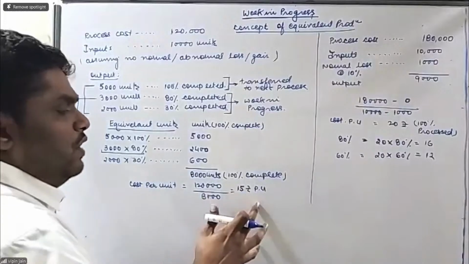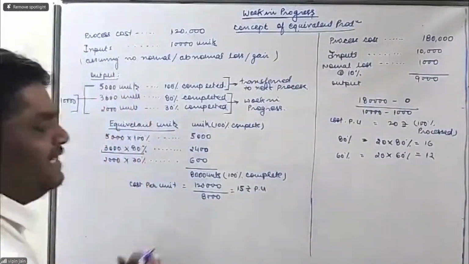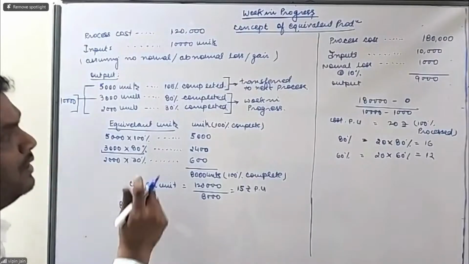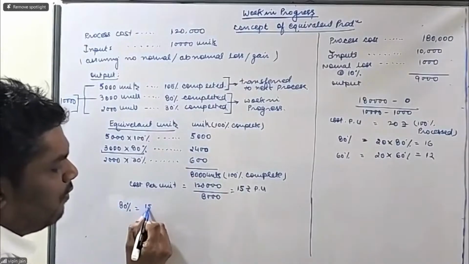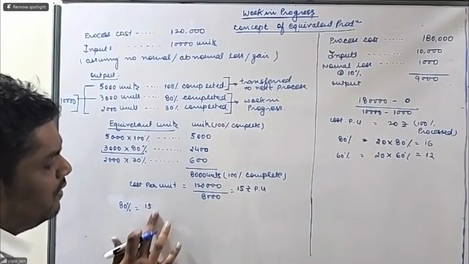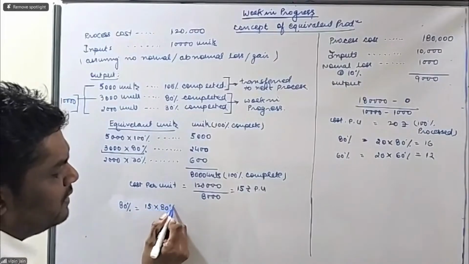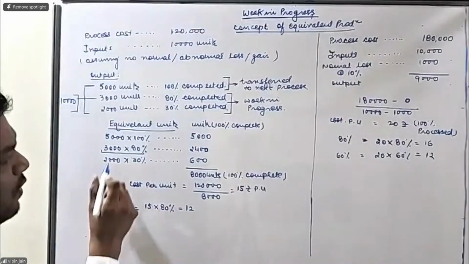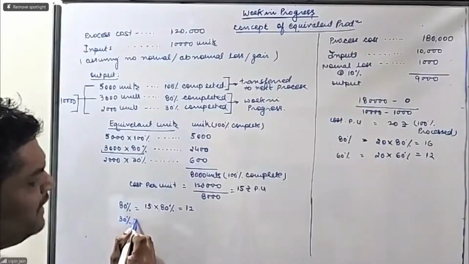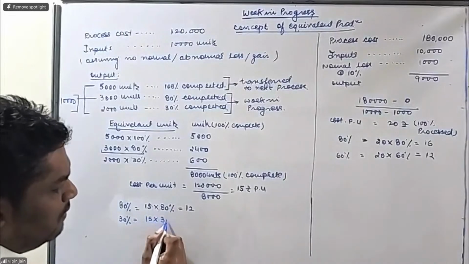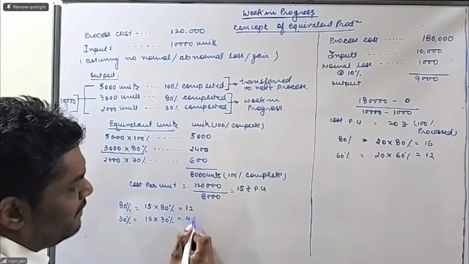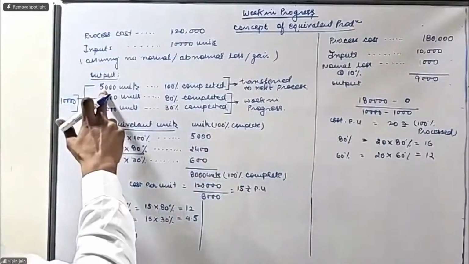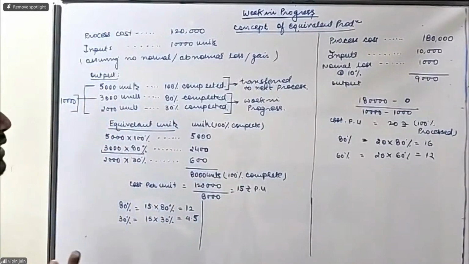Now see, we have got the cost of units that are 100% complete, that is 15 per unit. So for 80% completed units, the cost will be 15 into 80%, that is rupees 12. And the cost of units that are 30% complete will be 15 into 30%, that is 4.5. So now we can easily calculate the cost of these 5,000, 3,000, and 2,000 units.